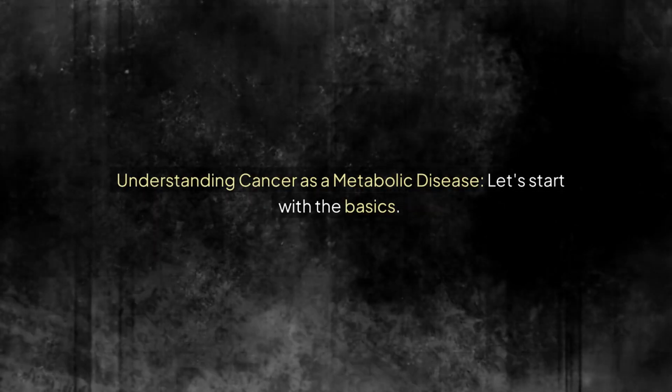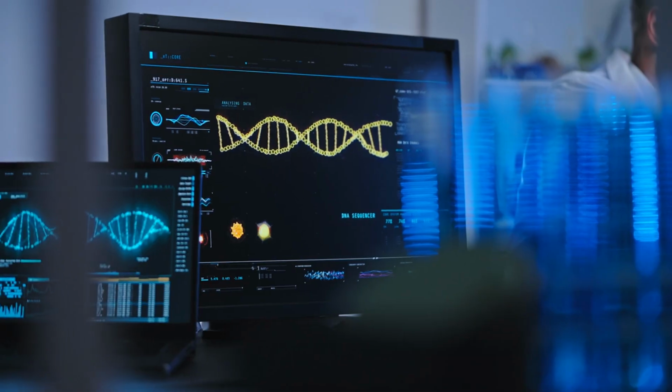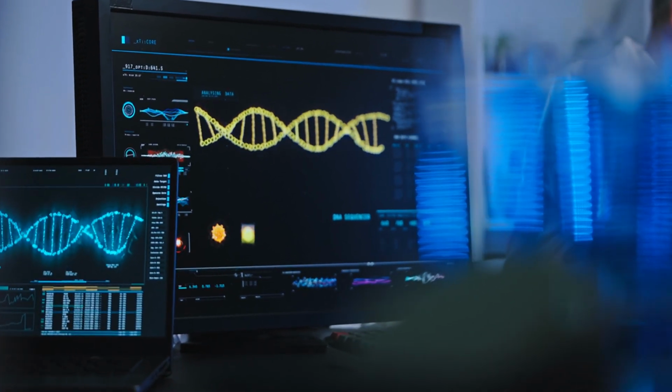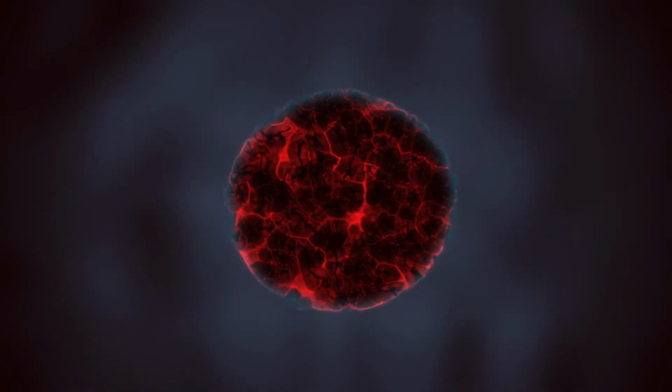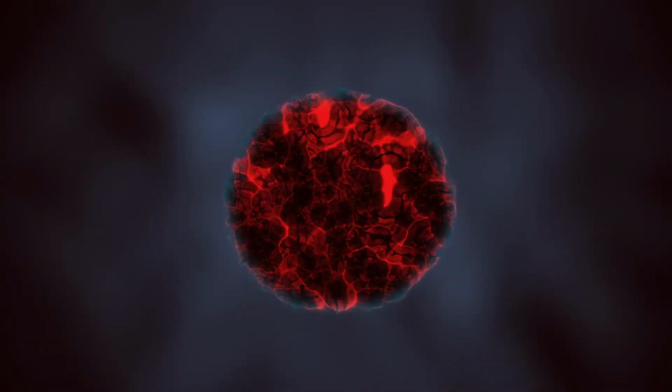Let's start with the basics. Traditionally, cancer has been considered primarily as a genetic disease characterized by mutations that lead to uncontrolled cell growth. However, recent research has highlighted that metabolic dysfunction also plays a crucial role in cancer development and progression. This approach examines how cancer cells generate and utilize energy differently from normal cells.